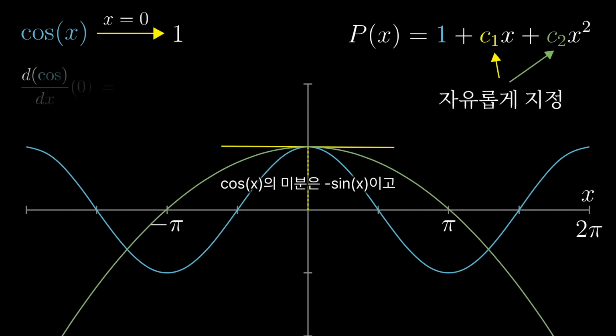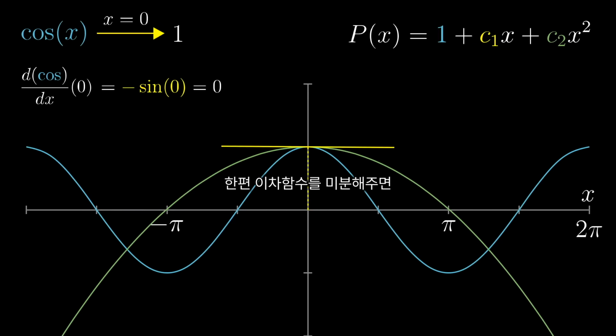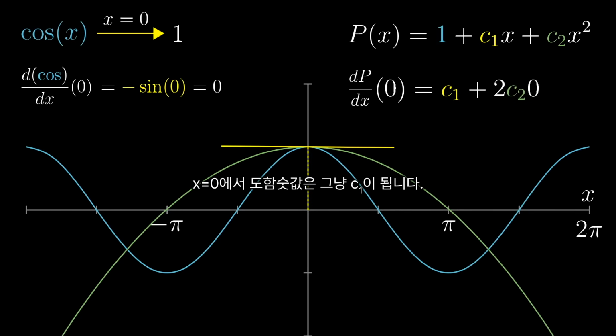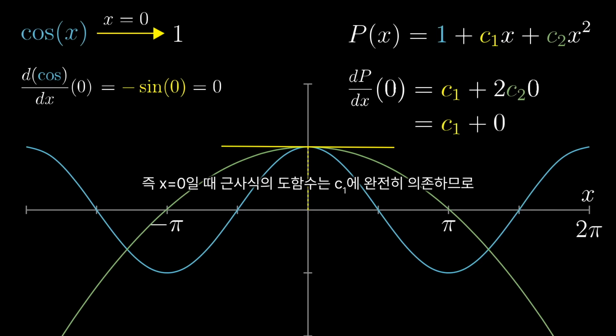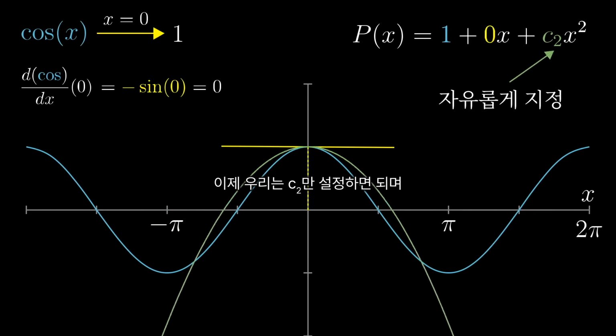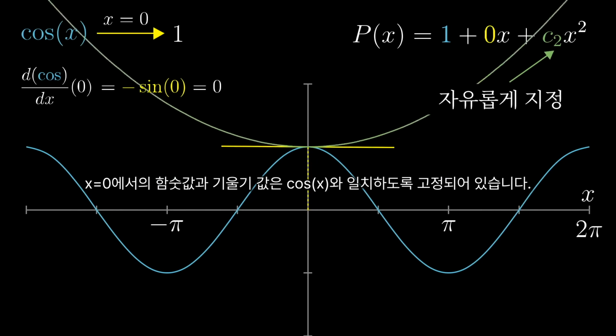The derivative of cosine is negative sine, and at x equals 0, that equals 0, meaning the tangent line is perfectly flat. On the other hand, when you work out the derivative of our quadratic, you get c1 plus 2 times c2 times x. At x equals 0, this just equals whatever we choose for c1. So this constant c1 has complete control over the derivative of our approximation around x equals 0. Setting it equal to 0 ensures that our approximation also has a flat tangent line at this point. And this leaves us free to change c2. But the value and the slope of our polynomial at x equals 0 are locked in place to match that of cosine.